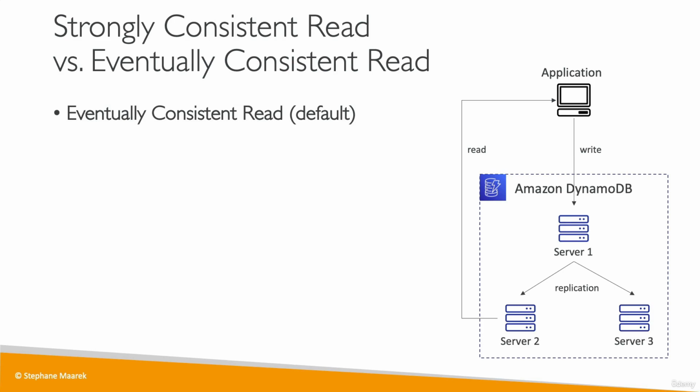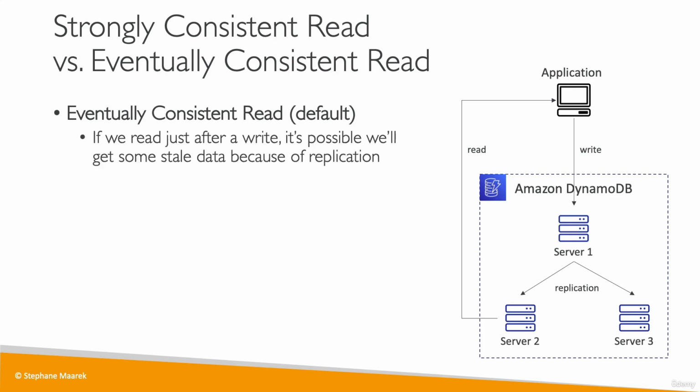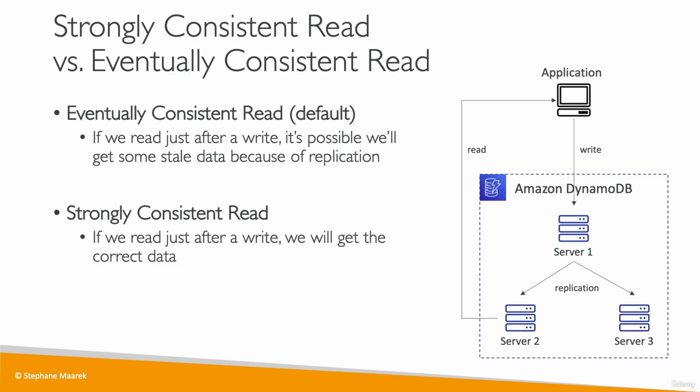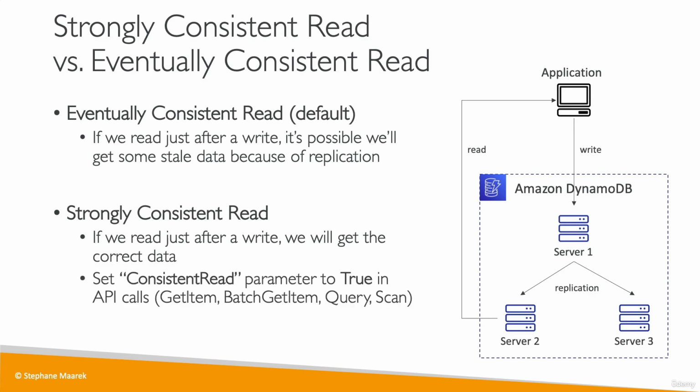If we are in eventually consistent read, which is the default mode, then if we do a read just after a write, it's possible that we'll get stale data because the replication has not happened yet, if we're very, very quick. But after, say, 100 milliseconds, you're good to go, obviously. But if you do a strongly consistent read, you're saying, hey, I want to read the data just after the write, and you're going to get for sure the correct data that was just written. For this, we need to set a parameter called consistent read in our API to true, and it could be applied to get item, batch get item, query, and scan.